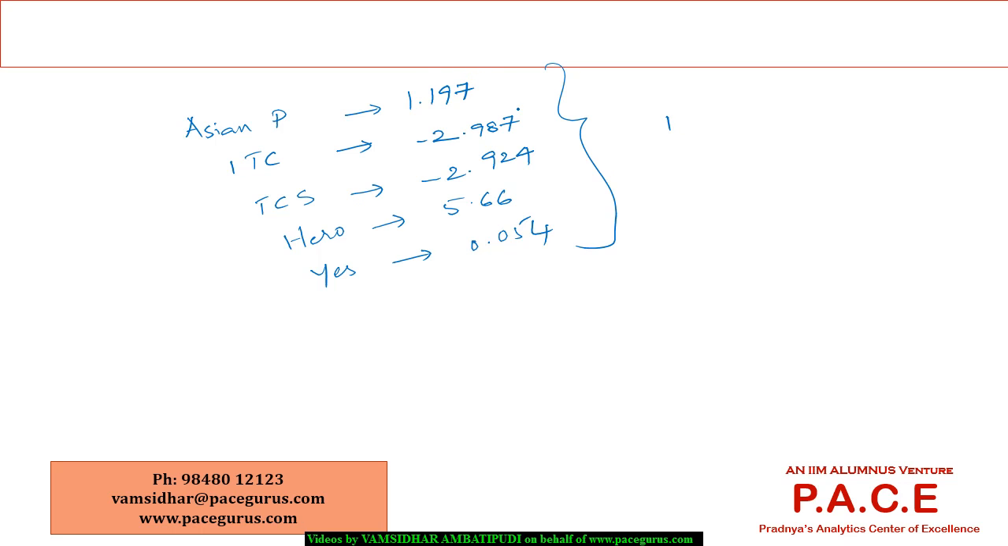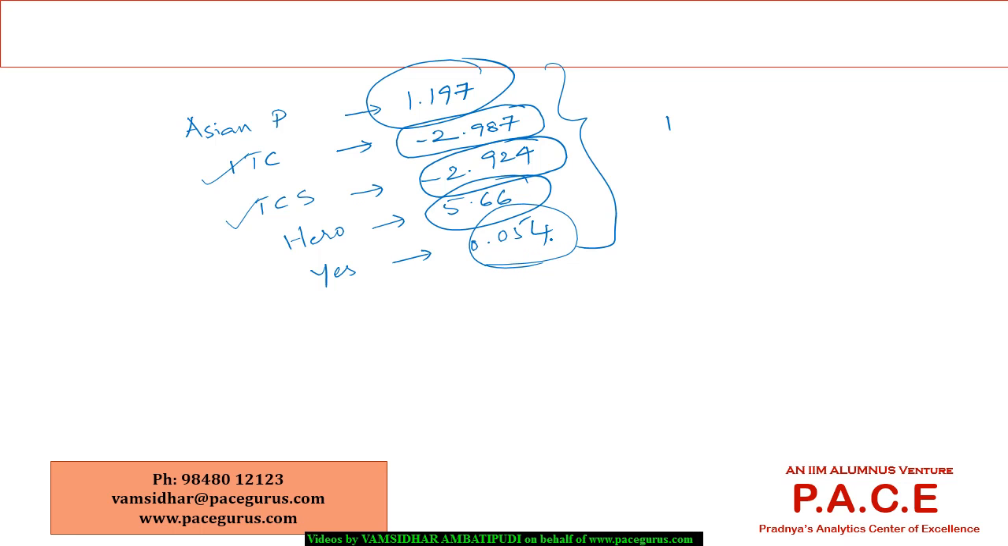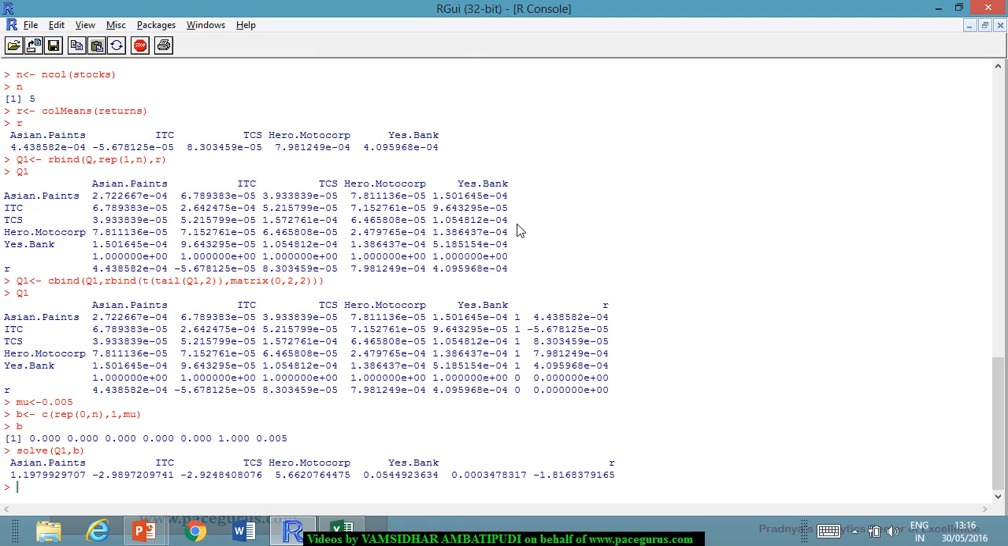So it's as good as saying you short 298% of your invested money in ITC, and you short 292% in TCS. Use those proceeds to invest 119% in Asian Paints, 566% in Hero Motor Car, and around 5% in Yes Bank. That is the portfolio that will give you the least amount of risk for your expected level of return. So that is how you really get into your portfolio optimization process.